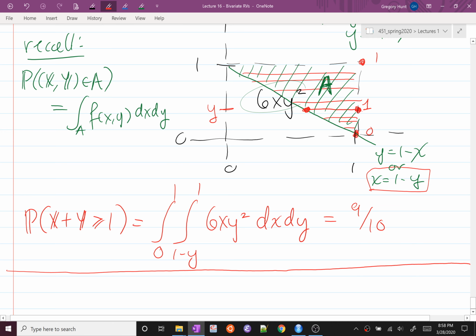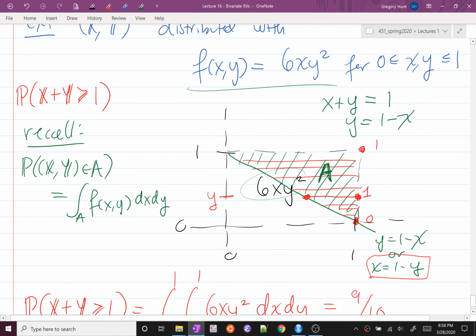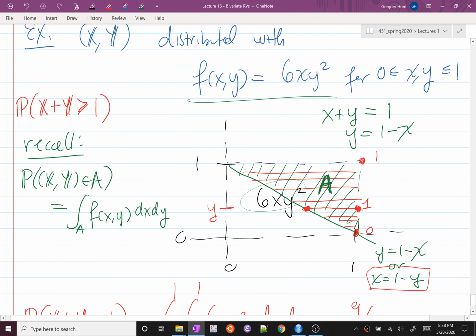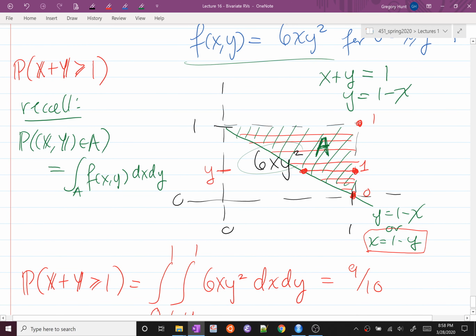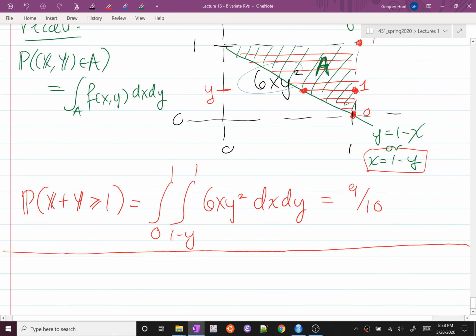Okay, so that's it. You probably have a problem like this on some homework and maybe an exam. This could show up on the final. This is a classic problem. I give you the PDF, I ask you to calculate the probability. It involves figuring out the correct area, in this case this A, to integrate over, and then doing the Calc 3 problem to actually figure out what the integral of my PDF is over the area.